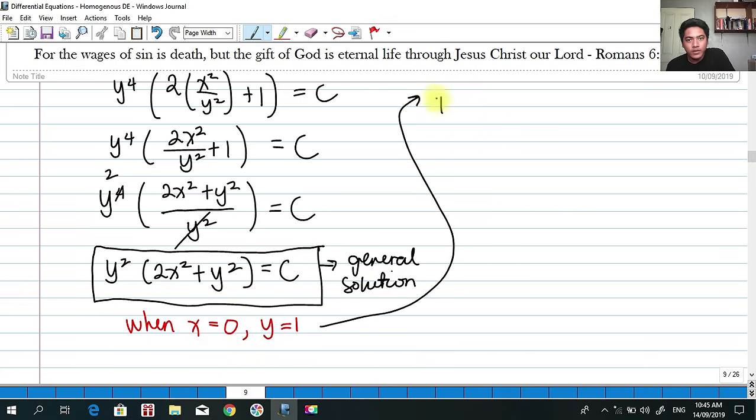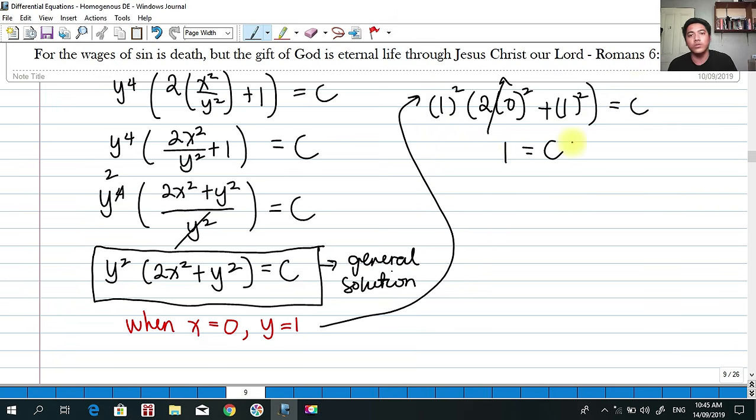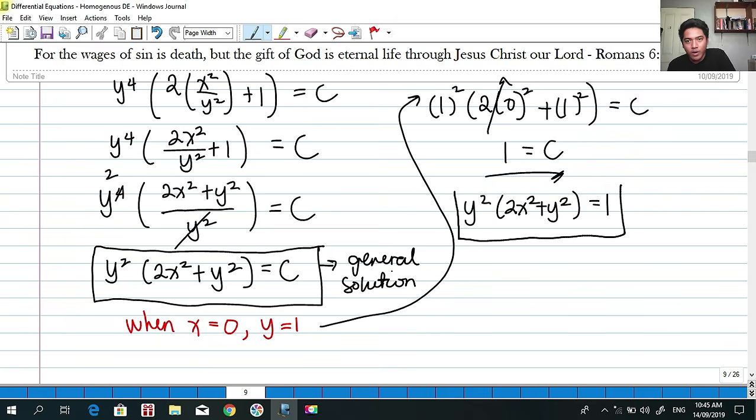So we have y squared, that is 1 squared, times 2 times 0 squared, which should be 0, plus 1 squared, is equal to c. As you can see, this should be 1. So our c is equal to 1, because 1 times 1 is 1. Hence, our particular solution would be y squared times (2x squared plus y squared) is equal to 1. This should be our particular solution.